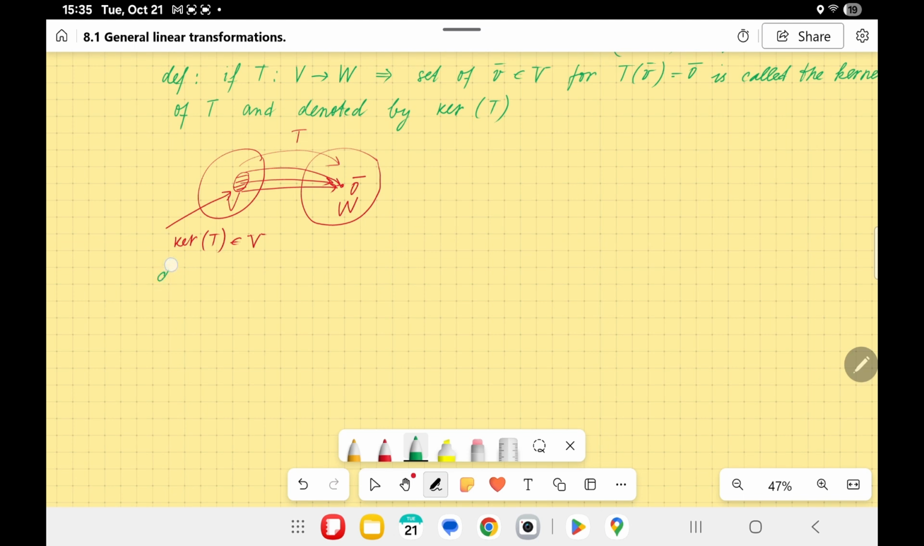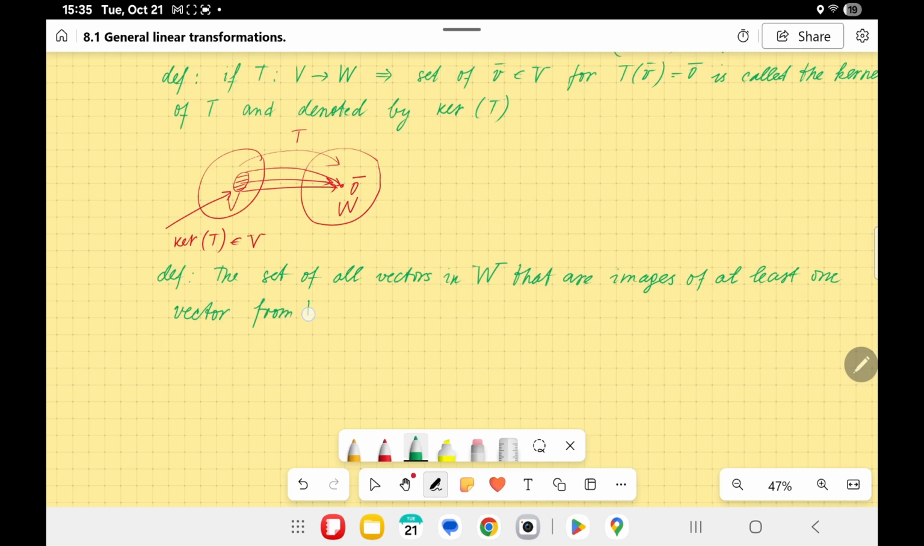Other definition. The set of all vectors w in space W that are images of at least one vector from V is called the range of T, and I write it down as R of T.